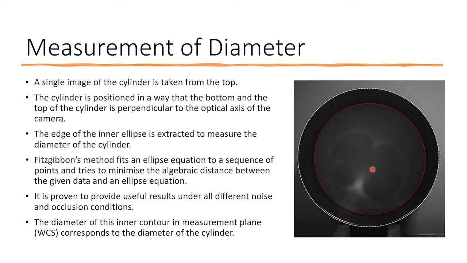Now the detected red contour in the image is translated to the measurement plane in the world coordinate system. We measure the diameter of the contour in world coordinate system, which corresponds to the diameter of the cylinder.